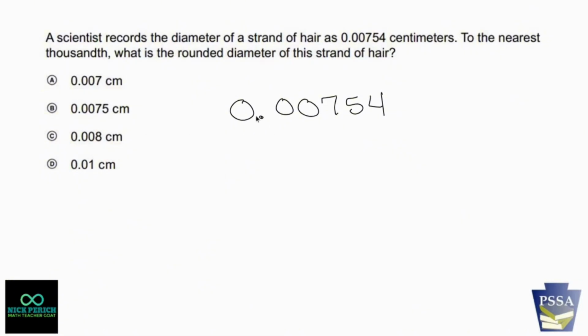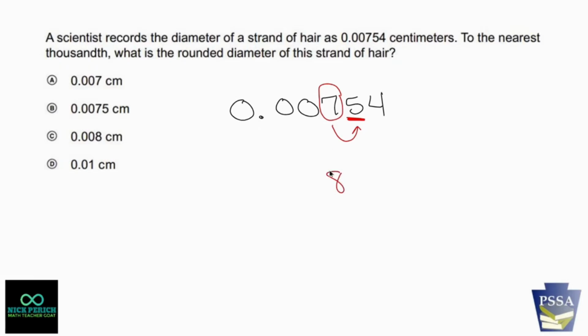So let's look at our place value. This is ones. This is tenths, hundredths, thousandths. So you take a look at that 7 and look to the right of it. The rule says if the number to the right is 5 or above, give it a shove. 4 or below, let it go. Well, 5 is 5 or above. So we're going to bump that 7 up to an 8.